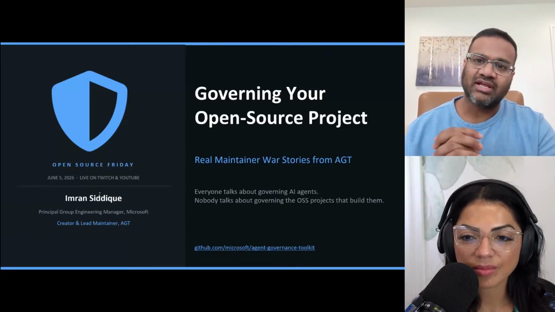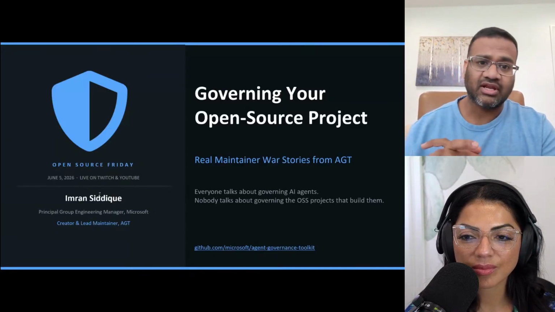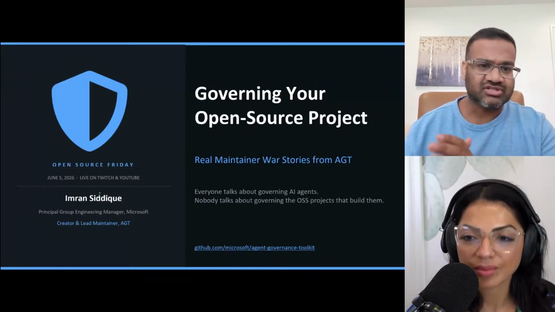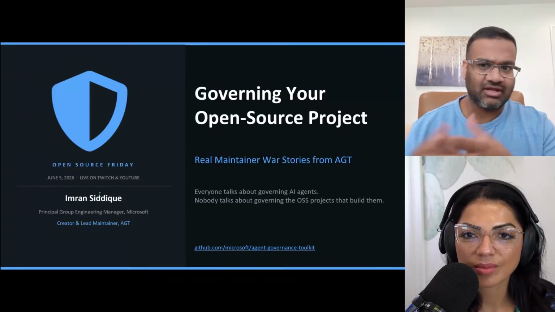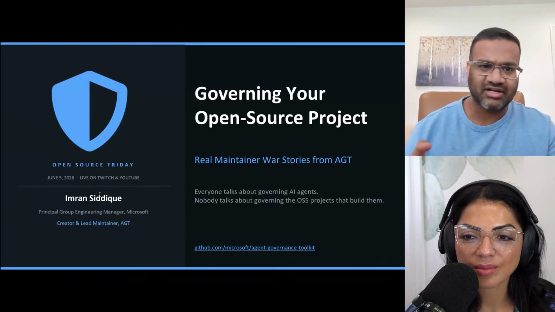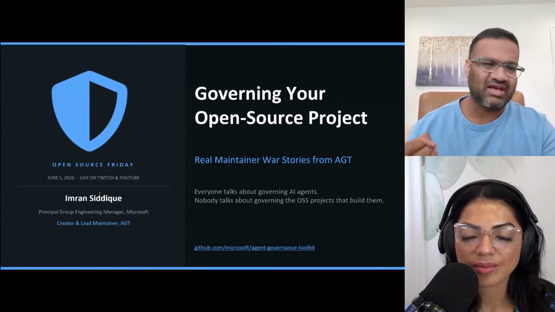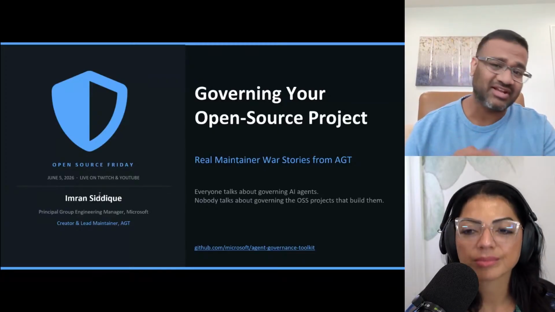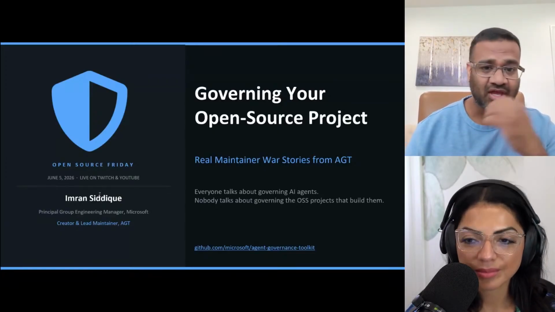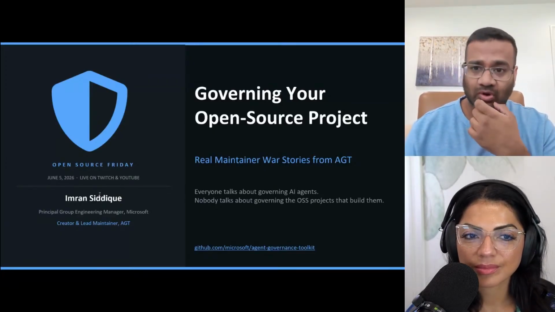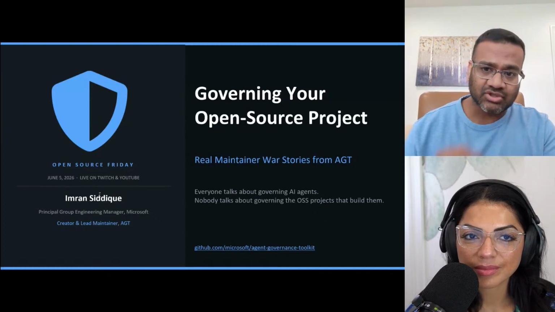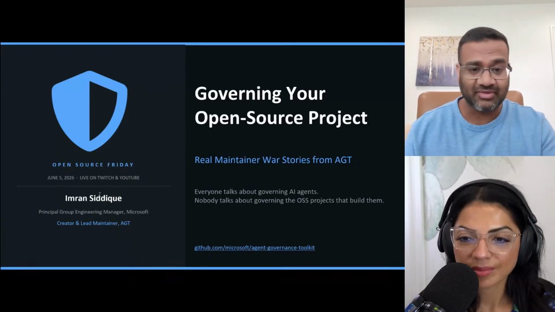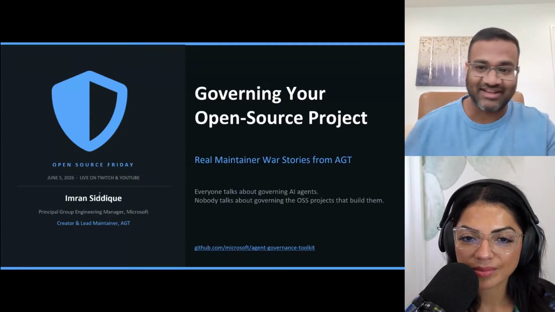When AGT became popular fast, we hit 2.5K stars within a month. We just launched this project and we hit every maintainer's nightmare: spam, security holes in our code, AI-generated PRs, community confusion, you name it. So today I'm going to share the actual war stories, the real issue numbers, and the tools we built to fight back. Everything we build is MIT license, so you can take it.